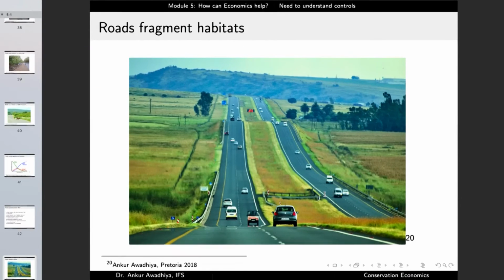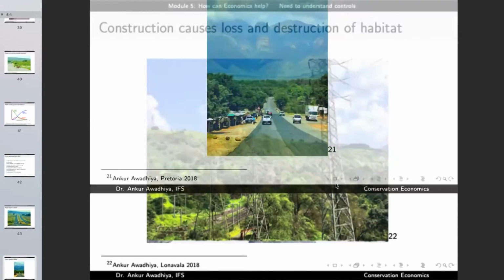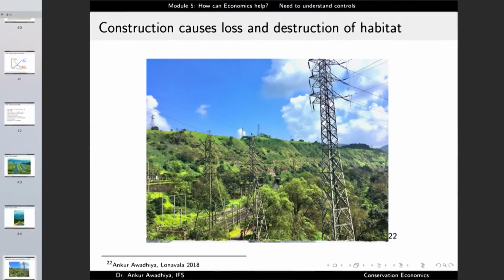Another harm with these linear infrastructures like roads is that roads fragment the habitats. So here you were having a big habitat, and now it has been fragmented into these three sections. There was this beautiful forest, but now the animals cannot cross from this side to this side. So it has created a fragmentation.